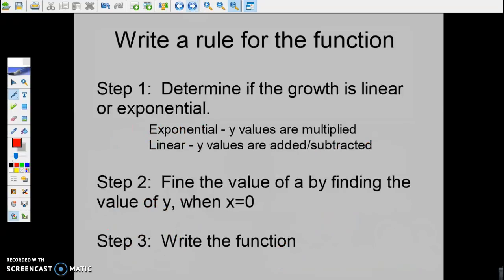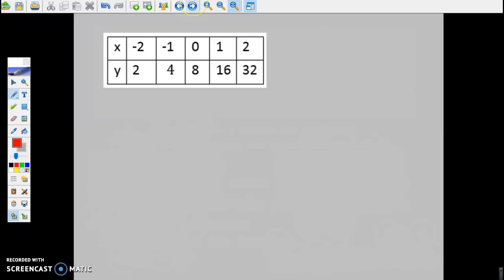In order to write a rule, you're going to follow 3 steps. The first thing, like I talked about, is determine if the growth is linear or exponential. So was it multiplied, or was it added or subtracted? The second thing is find the value of a by finding the value of y when x equals 0. That wording might be a little bit confusing, but I will show you in an example on the next slide. And then once you do that, you just write your function. So let's take a look at what this actually looks like.